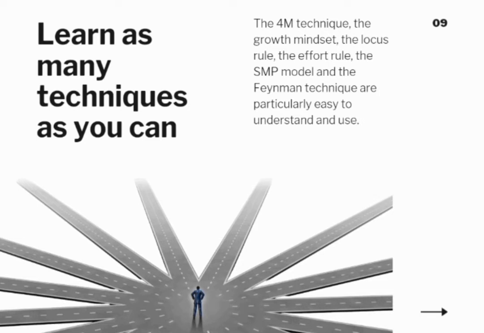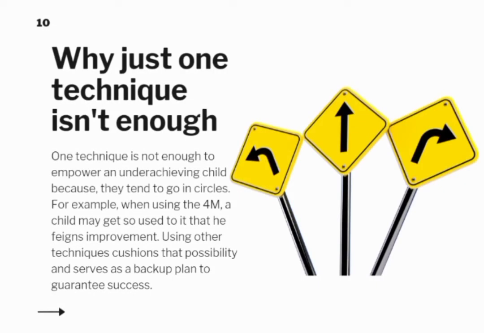I mentioned the 4M techniques, that is the techniques that cover the four areas: mentoring, modeling, motivating, and multiplication. You can master that technique and use it. You can also master the growth mindset. You know how to foster growth mindset in your child. You can master the locus rule. The locus rule is based on the fact that how a child feels about himself goes a long way in how he is able to achieve. So you can master the locus rule, the effort rule, the SMP model, and every other model.